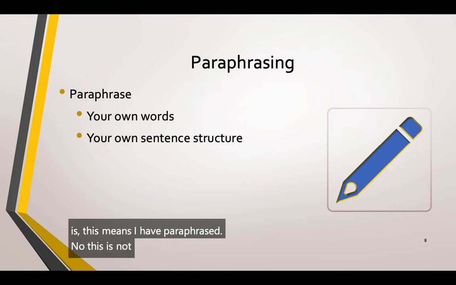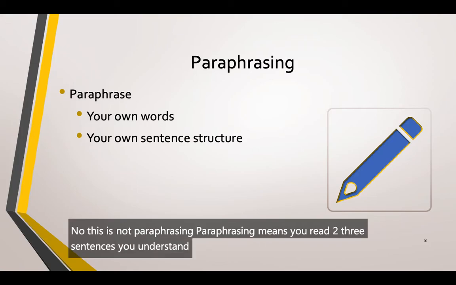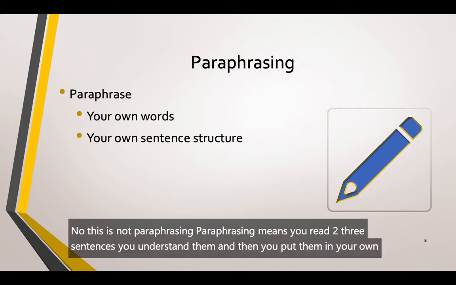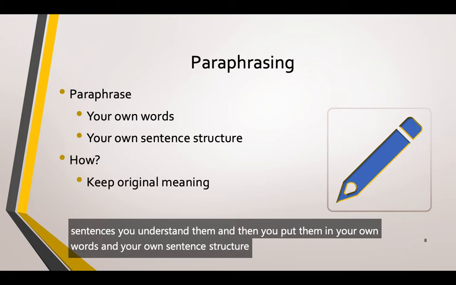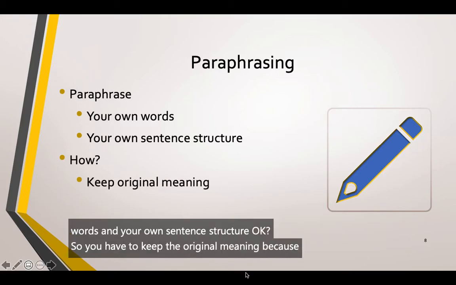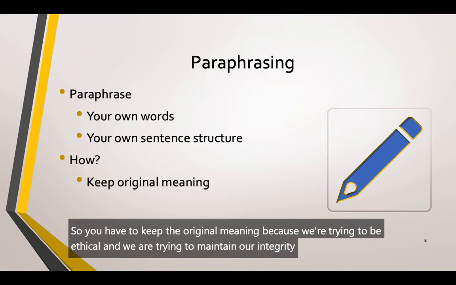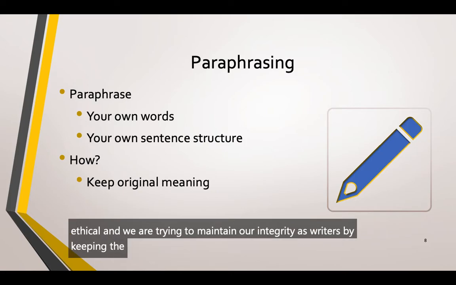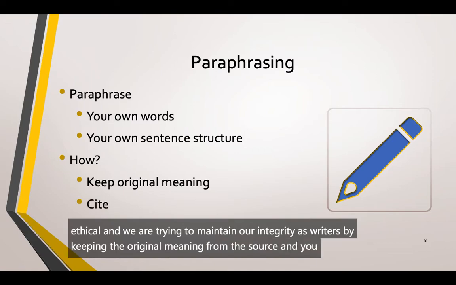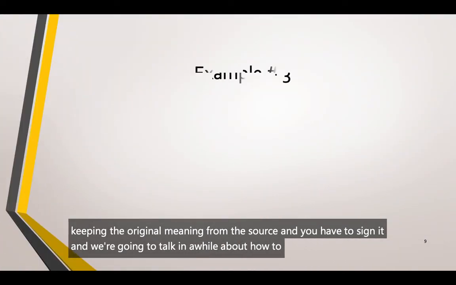Paraphrasing means you read two to three sentences, you understand them, and then you put them in your own words and your own sentence structure. So you have to keep the original meaning because we're trying to be ethical and we are trying to maintain our integrity as writers by keeping the original meaning from the source. And you have to cite, and we're going to talk in a while about how to cite this. Let's look at an example.